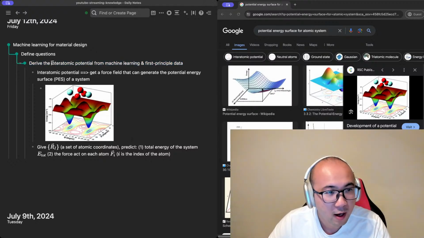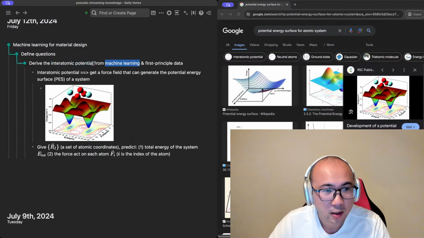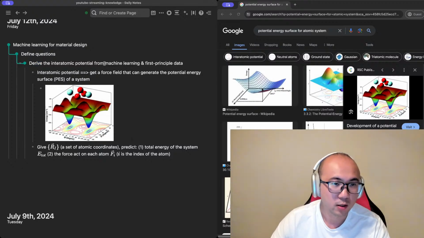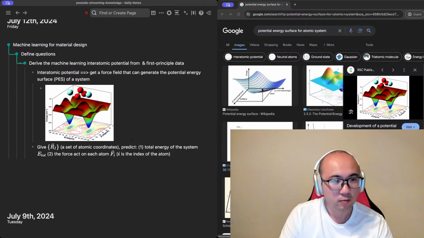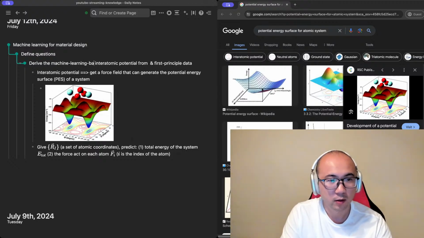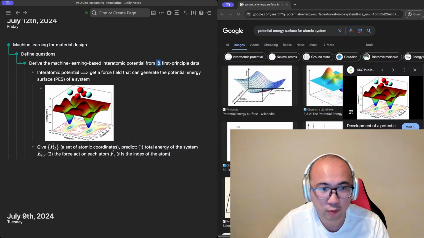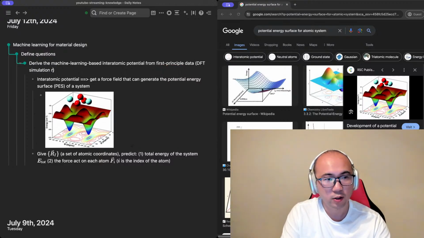So we want to derive the machine learning based interatomic potential from first principle data. This means DFT simulation.